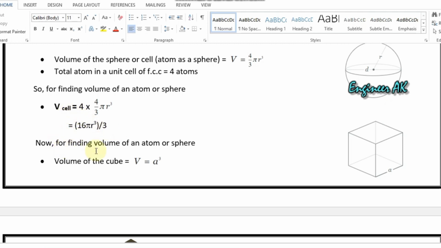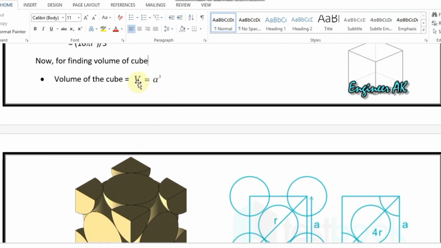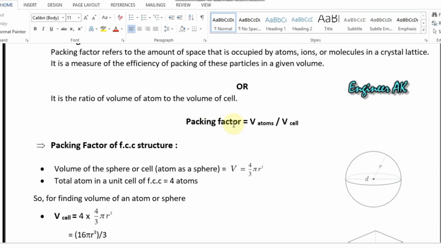Now for finding the volume of the cell, it's the volume of the cube. This is a cube, and let's suppose its side is equal to a. So length multiplied by breadth multiplied by height gives a cube. The volume of a cube is equal to a cube. Let's find this a cube, and then we will plug in the values in the packing factor formula, and we'll see what the packing factor of the FCC structure is.